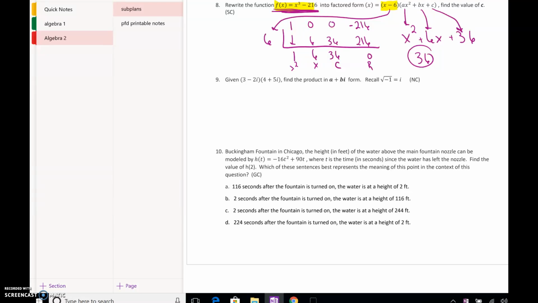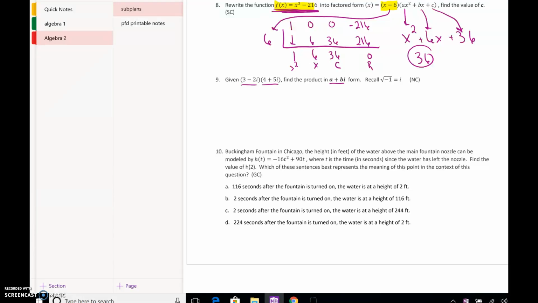All right, finishing this up. So number 9, we're given two complex numbers, 3 minus 2i, and another one is 4 plus 5i. Again, a complex number is just when you have a real number and imaginary number put together, so they call it complex. But the idea is I'm supposed to multiply this to this, so that I just have one complex number. And they want you to recall that the square root of -1 is i.